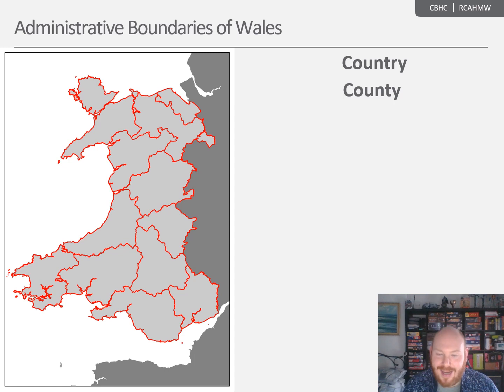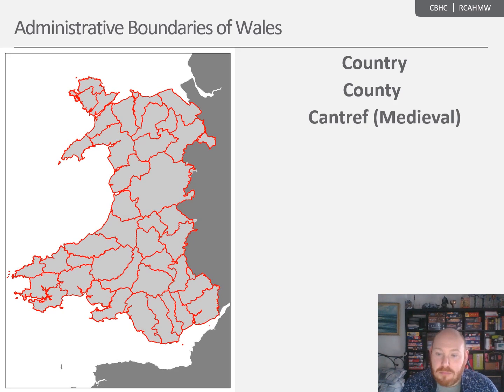But what you can see here is the historic, all the way back to about 1600. So things like Merionethshire, Carmarthenshire, Radnorshire, things like that. So we can see that below the country, it's then divided into county boundaries. Below the county boundary, or before then, you had the cantrev. Now, before the counties came into existence, before the Act of Union, Wales was divided into a series of cantrevs.